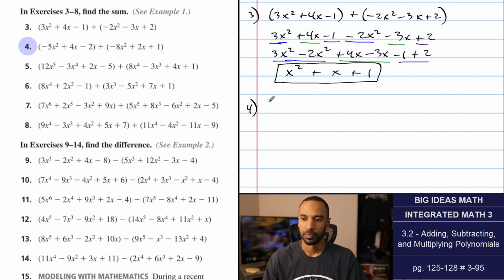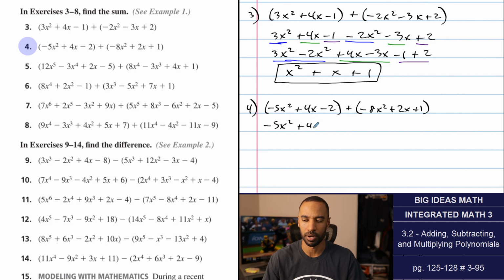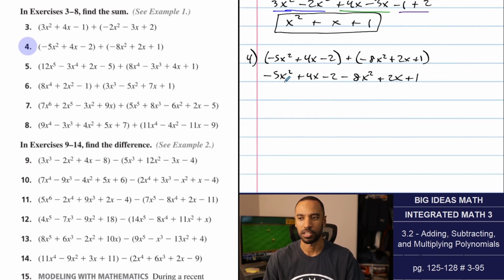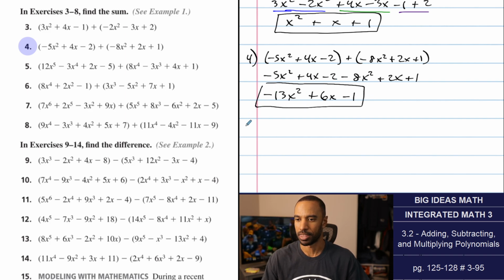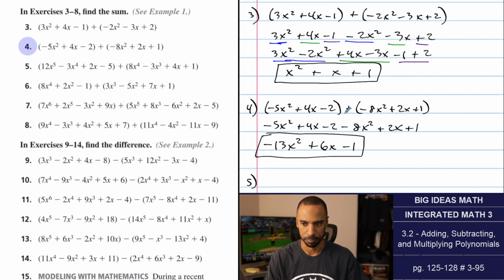Okay, number 4. We have negative 5x squared plus 4x minus 2 plus negative 8x squared plus 2x plus 1. When it comes to these questions, as I write this without parentheses, it's very possible that this video doesn't end up being as long as I fear, because these can go pretty fast. Negative 5x squared minus 8x squared is negative 13x squared, 4x plus 2x is 6x, negative 2 plus 1 is negative 1. So that problem might have taken less than a minute. The thing that takes longest almost is just copying down the original problem.